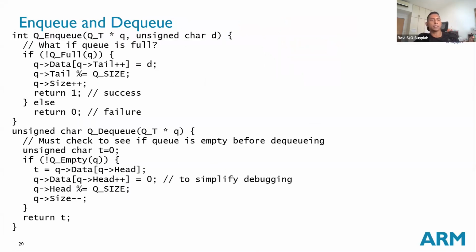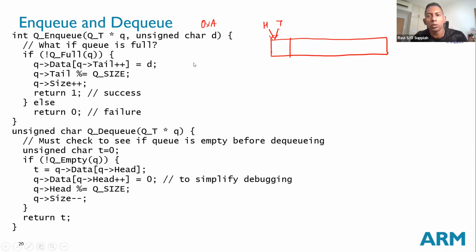Now, the two important functions here, NQ and DQ. When I say NQ, what will happen? Let's look at an example, going to the same concept. Initially it's empty, so let's assume that the head is here and the tail is also here. Now I call NQ and pass in a data, let's say 0xa, that I want to put into my queue.